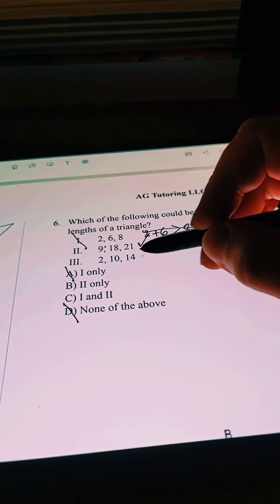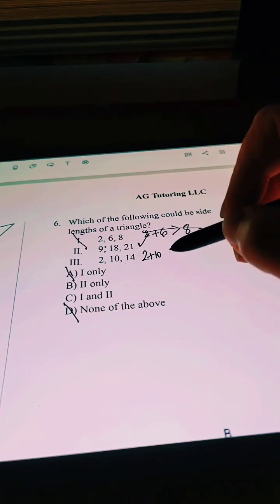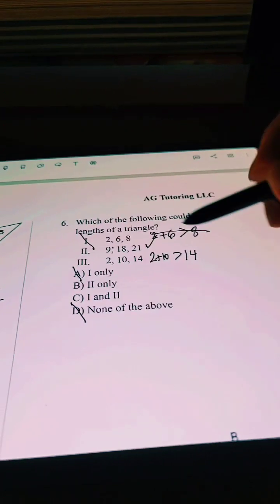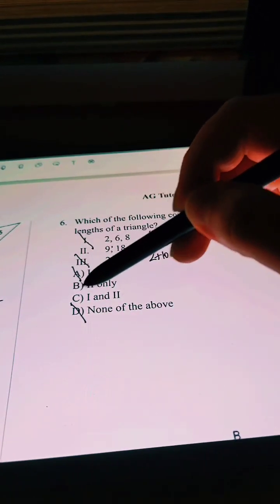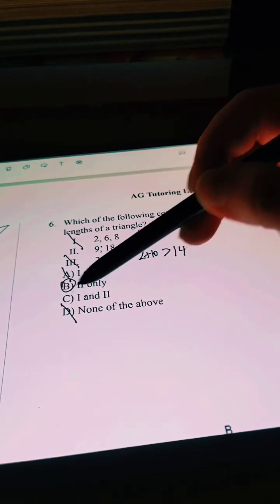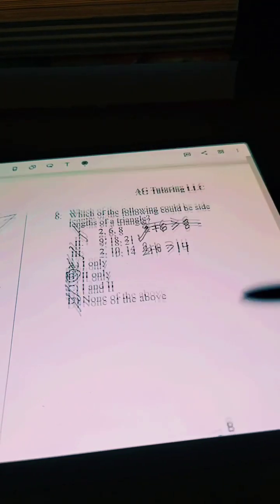For Roman numeral 3, I'm going to check 2 plus 10, which is supposed to be greater than 14, but it's not. So that can't work, and so it's only 2. Actually, what am I saying? I was reading this as 2 and 3, so I was trying to check number 3. I could have just said it was B. I don't know what I was thinking. I didn't get the last question.